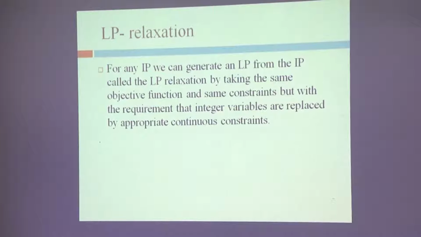What is happening? You are given an integer programming problem. You are given an objective function which you have to maximize. We'll assume that it is maximization; that is the standard form. You have a set of constraints, plus you want the variables to be integers. That is your integer programming problem. Now we are removing the requirement that the variables be integers, and we are replacing it by appropriate continuous variables by giving the interval. Then what you get is an LP relaxation problem.